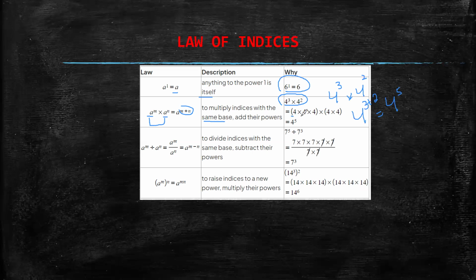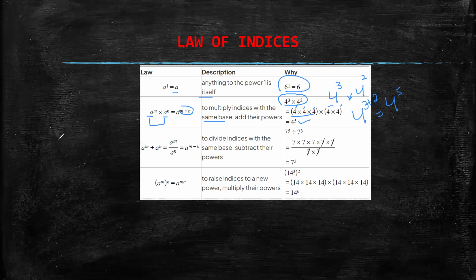Or you can write it like this, 4 to the power 3 means you have to write 4 three times, and 4 to the power 2 means you have to write 4 two times. Then you can count 1, 2, 3, 4 and 5. So you can write 4 raised to the power 5. So remember that when the bases are the same, the powers will be added.